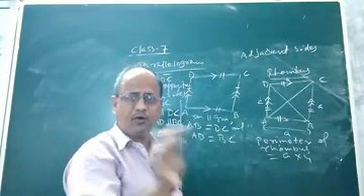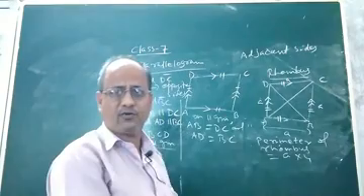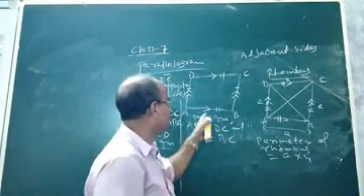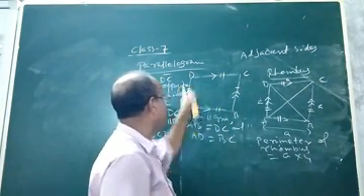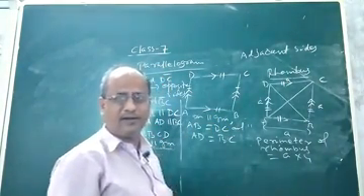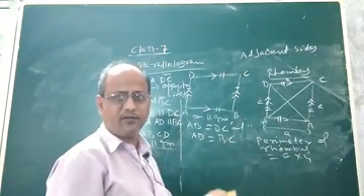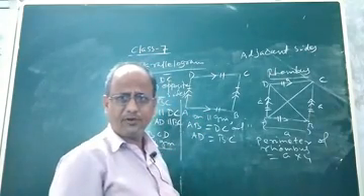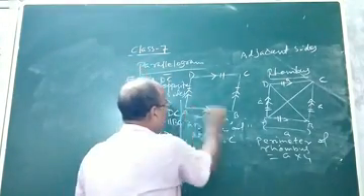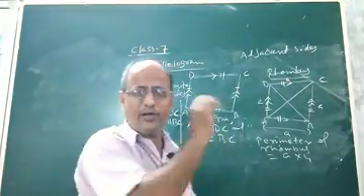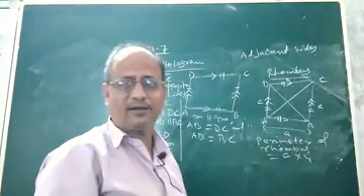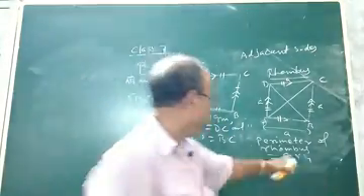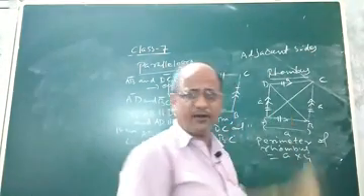As I said, both pairs of opposite sides are parallel and equal in a parallelogram. So if AB and DC are equal, and AD and BC are equal, you can easily find the perimeter of this parallelogram: 2 into (L plus B), or 2 into (AB plus AD). 2 into (AB plus AD) will be the perimeter of your parallelogram. But 4 into side will be the perimeter of a rhombus.